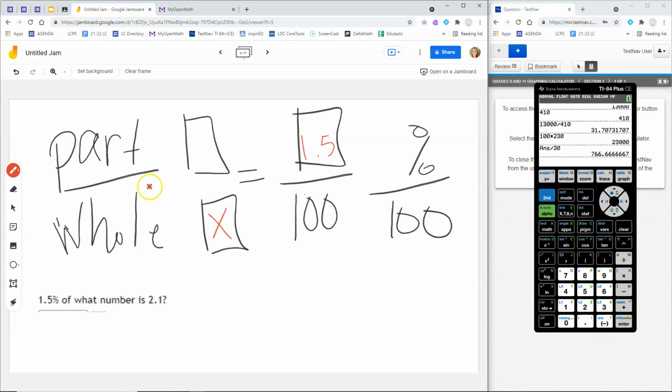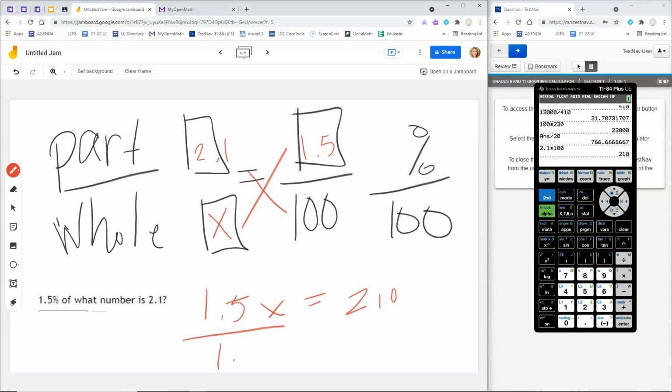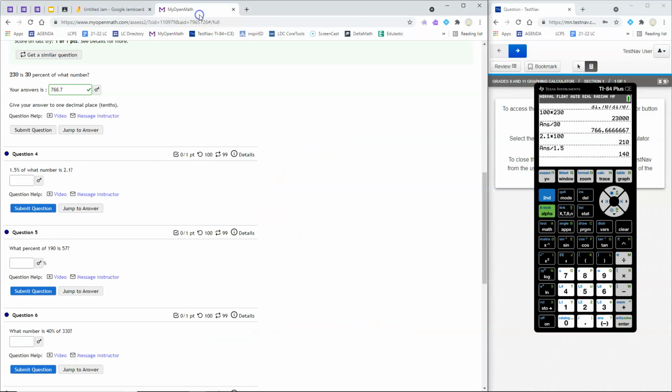1.5% of what number is 2.1? Here's another way to think about that. 2.1 is 1.5% of what number? So the 2.1 is not 100%. So that's how you know it goes in the partial amount. All right, cross multiply. 1.5x equals 2.1 times 100 equals 210. Divide both sides by 1.5. And you get 140. So let's see if that works.